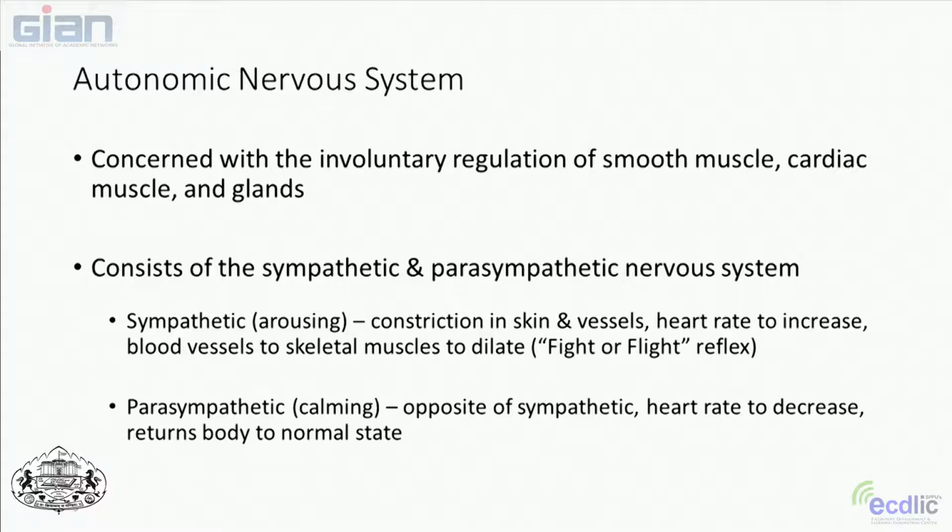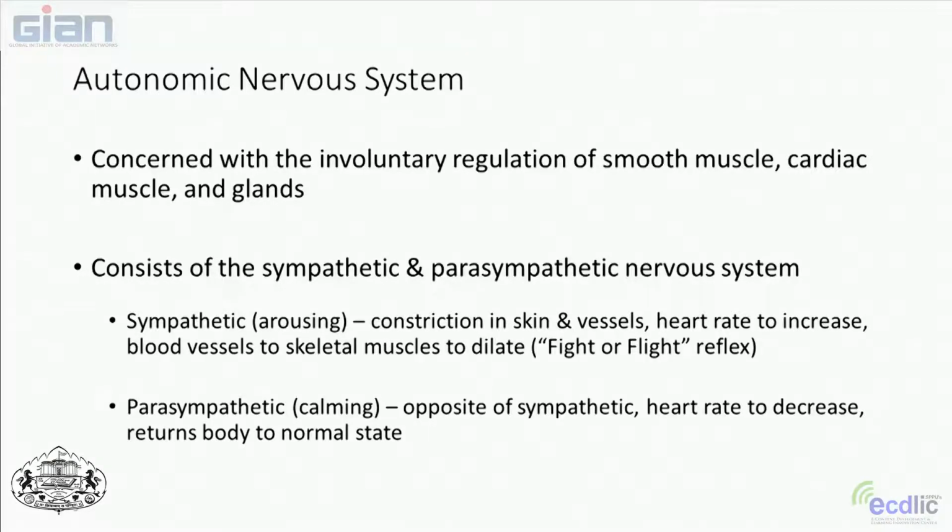The autonomic nervous system, again, is concerned with the involuntary regulation of smooth muscle, cardiac muscle, and glands. So smooth muscles are the muscles that contract our tissues, like the bladder, the heart, and things like that. They're not the skeletal muscles. They're muscles inside us that do different things for our organs. And the autonomic nervous system, again, consists of the sympathetic and the parasympathetic.